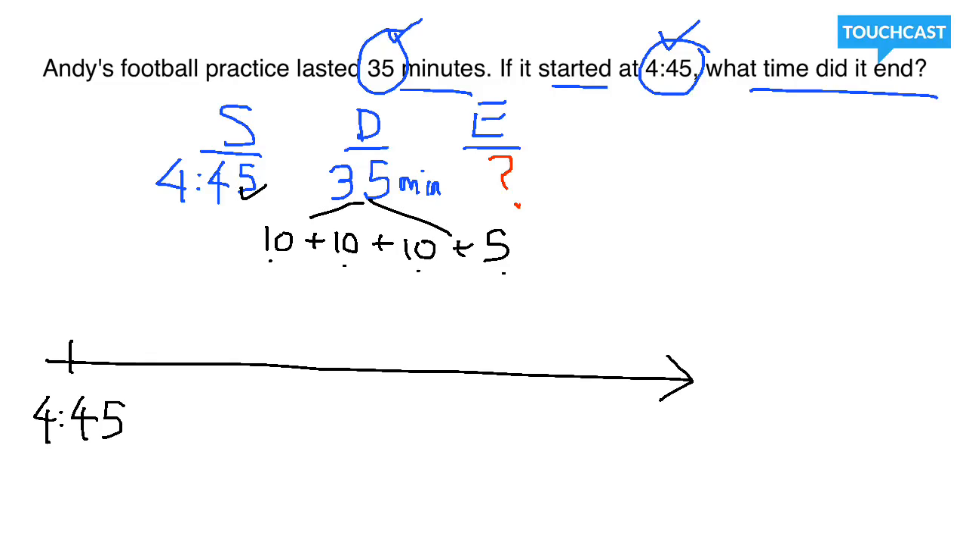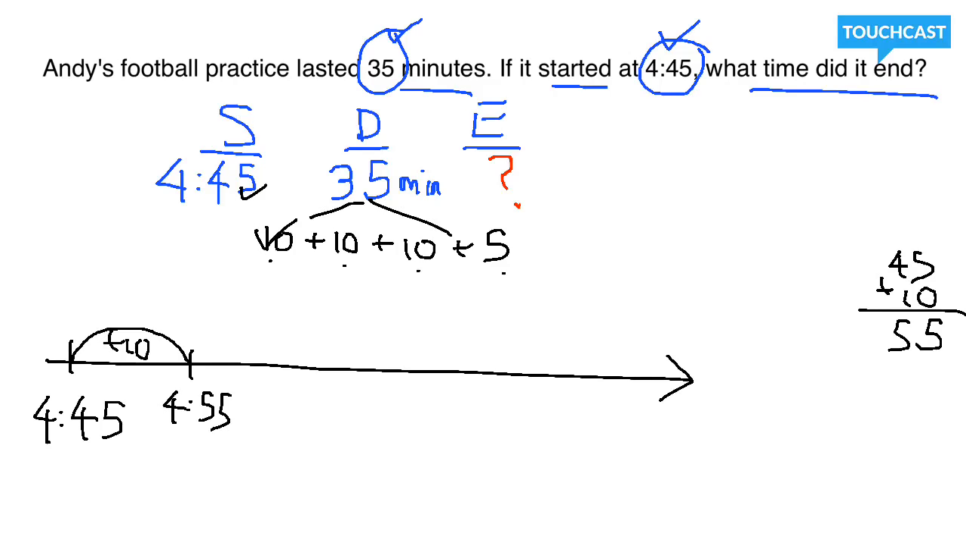So let me add my first 10-minute increment. Plus 10. All right, 4:45 plus 10. 45 plus 10 is 55. So now I'm at the same hour, 4:55. Check off that 10 minute. Now I'm really close to 60 minutes. I know there's 60 minutes in 1 hour. So instead of going to my next 10 minute, I'm going to go right over to this 5 minute. I'm going to check that off.